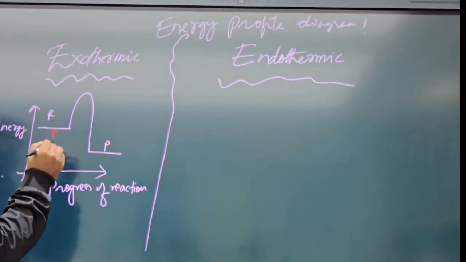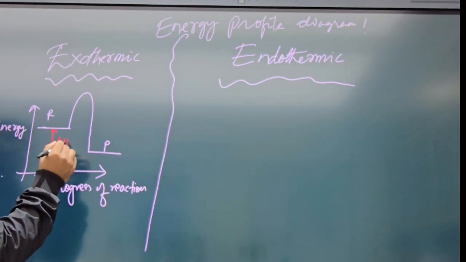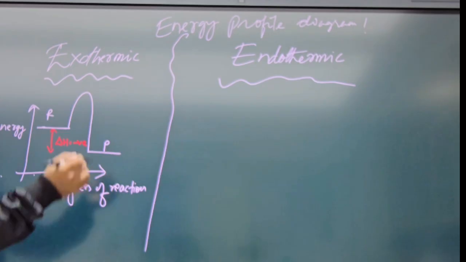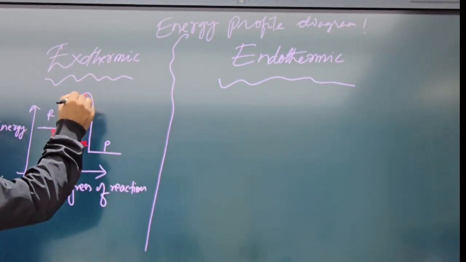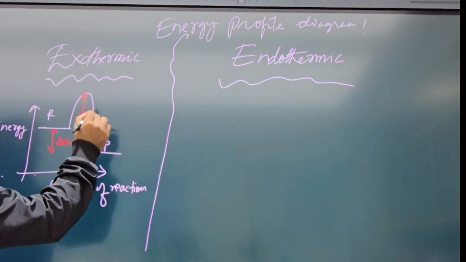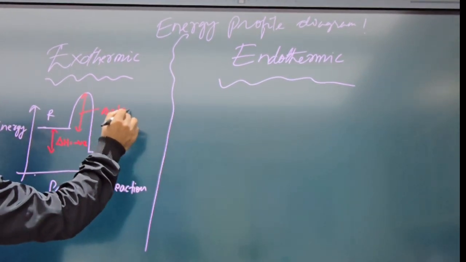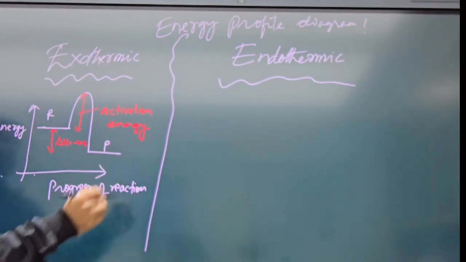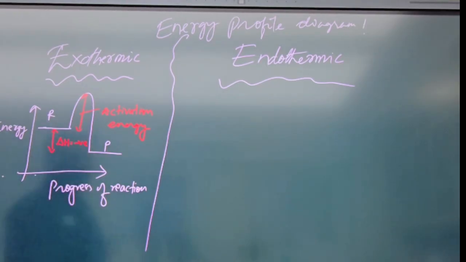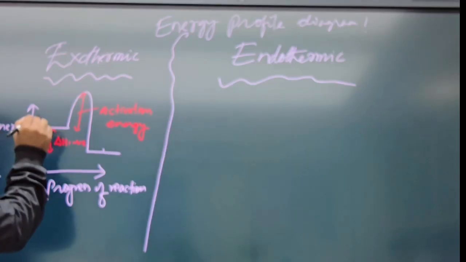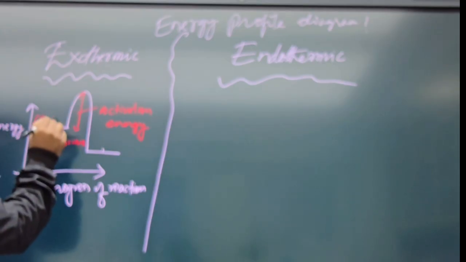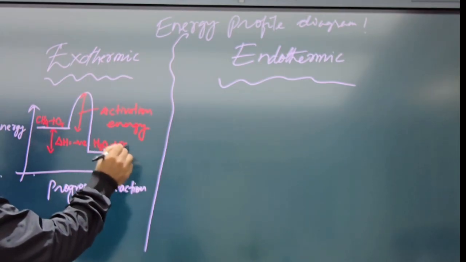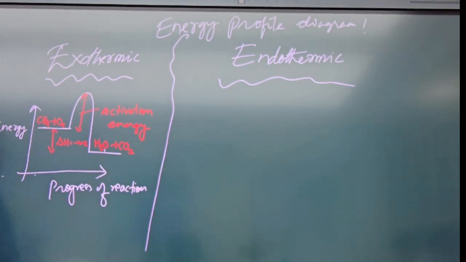This change is known as delta H, the enthalpy change. Enthalpy change is always negative for the exothermic reaction. And this is known as activation energy. Got it? It's your activation energy. Alright, let me take methane. If methane burns in the presence of oxygen, it produces water and carbon dioxide gas. This equation can be written.